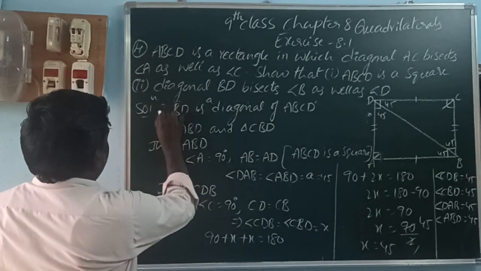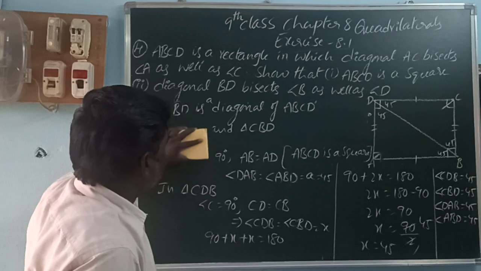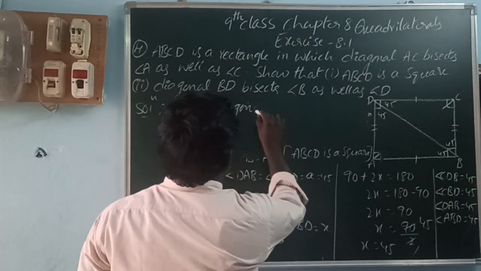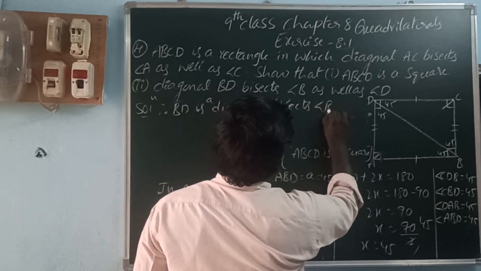So therefore BD is a diagonal that bisects angle B and angle D.